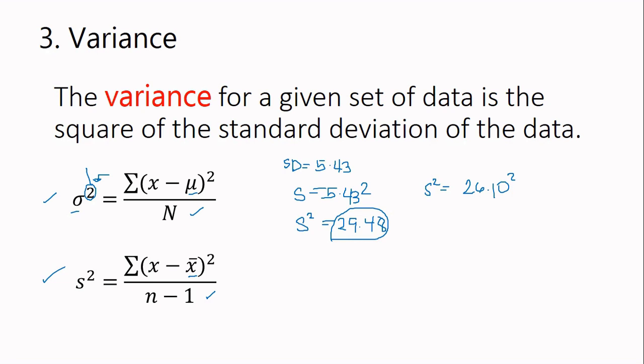So, the standard deviation is 26.10. We square it. So, that will give us 26.10 squared is 681.21. So that would be our variance.